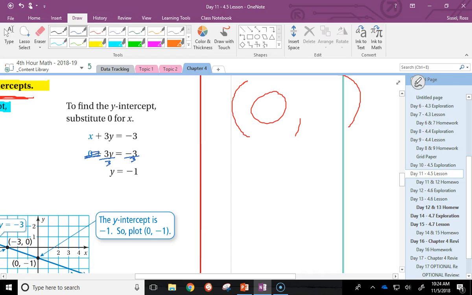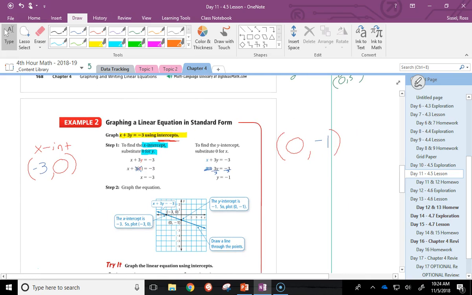3y divided by 3 would just give me y. Negative 3 divided by 3 is negative 1. My y-intercept will be at (0, negative 1). We now have 2 coordinate points. If we plot them, we can make a straight line.